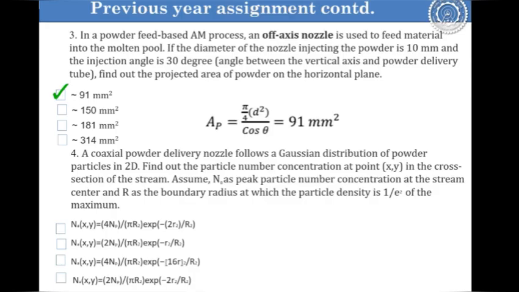A coaxial powder delivery nozzle follows a Gaussian distribution of powder particles in 2D. Find out the particle number concentration at point x, y in the cross section of the stream. Assume N naught as the peak particle number concentration at the stream center, and R as the boundary radius at which the particle density is high. So it's the formula, and the correct answer is this one.